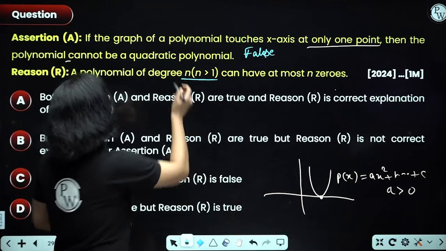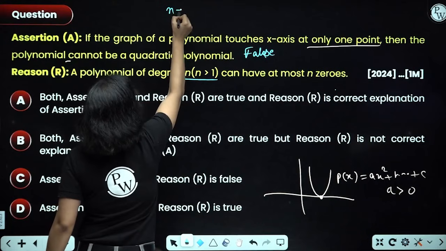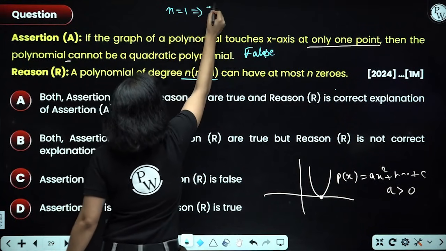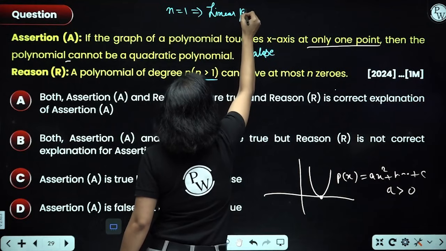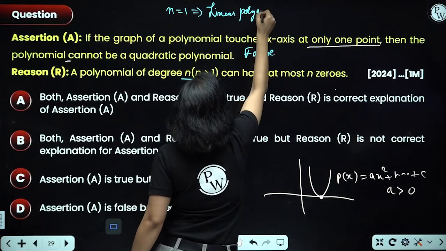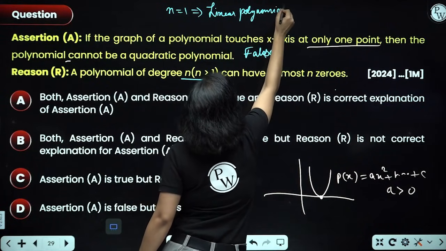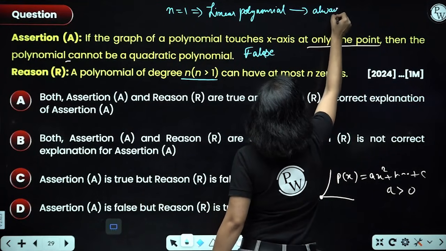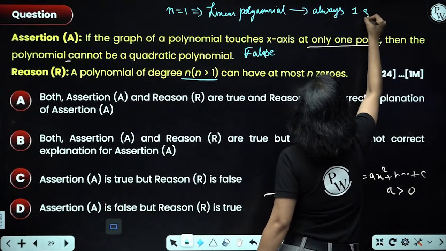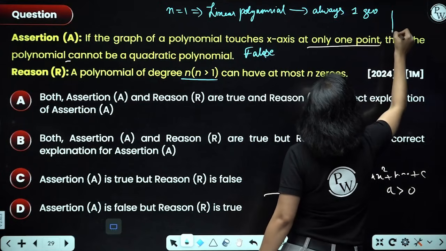Okay, I'll write it here. When degree n is equal to 1, you get what? You get a linear polynomial, right? And for a linear polynomial, always 1 zero. Always 1 zero. Why always 1 zero, guys? Ask yourself this. Think about it now.